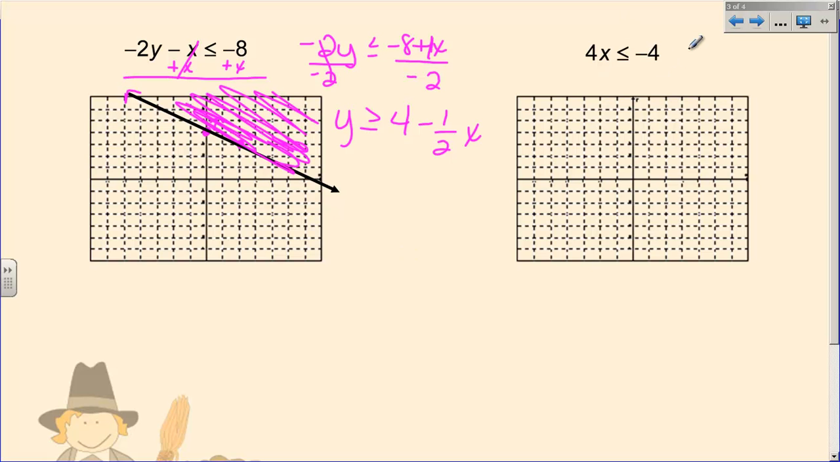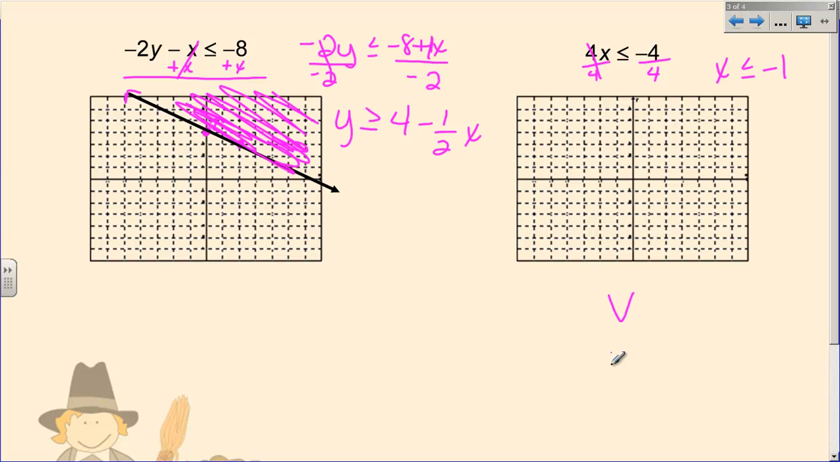So look at this next one. 4x is less than or equal to -4. There is no y value here. So I can't put it in y equals slope-intercept form. I can't do y equals mx plus b because there's not a y. But I can get x by itself. So in order to do that, I'm going to divide by 4. And so I end up with x is less than or equal to -1.